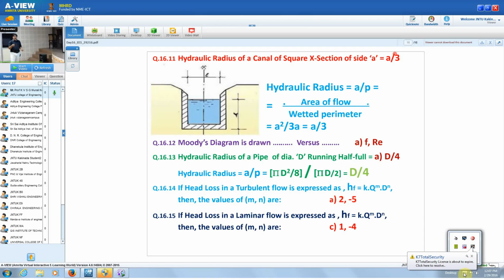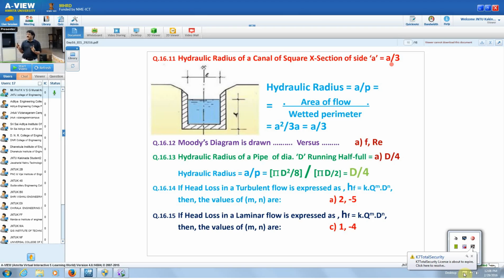You write there. Okay. 1611. How many of you have got A by 3? None.